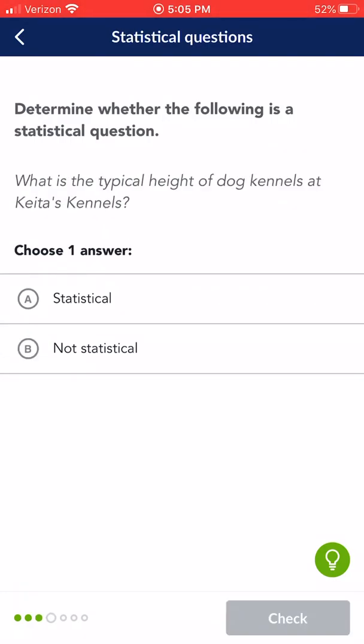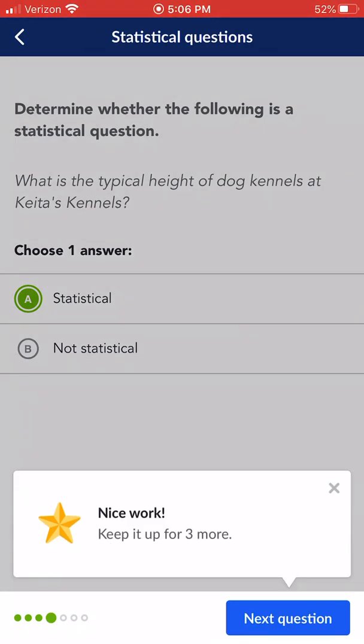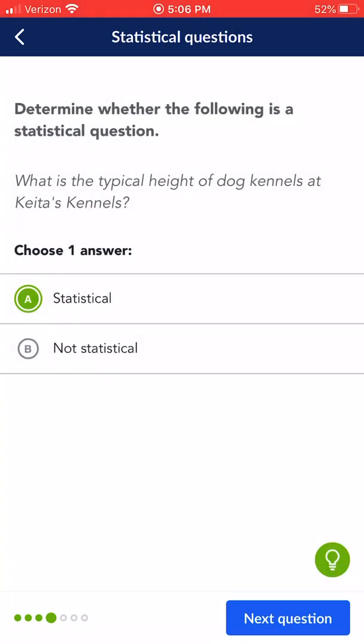What is the typical height of dog kennels at Kita's Kennels? However you say that pretty name. I'm probably butchering it. But anyway, what is the typical height of dog kennels? This one's kind of tricky because it's only one kennel place. This is tricky business. I'm going to say that it is statistical because you're going to measure all the different kennels. We'll see if I'm right. Woohoo! Wow, I'm always impressed with myself if you haven't noticed.